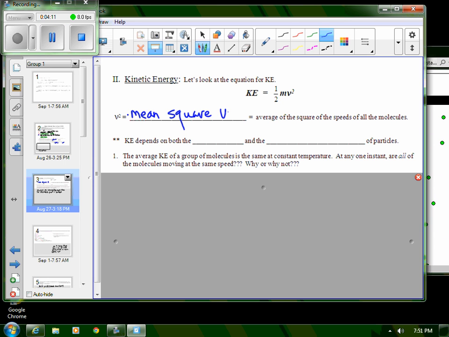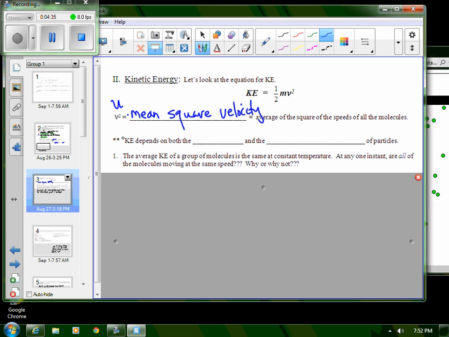Okay, velocity. So velocity and speed are kind of used interchangeably when we're talking about molecules. The basic idea is that this is the average of the square, and that's where the little square comes from, of the speeds of all the molecules. Sometimes you might see that not represented with a V for velocity, but actually a little U, and that's okay too. But for our purposes, we'll go with the V.